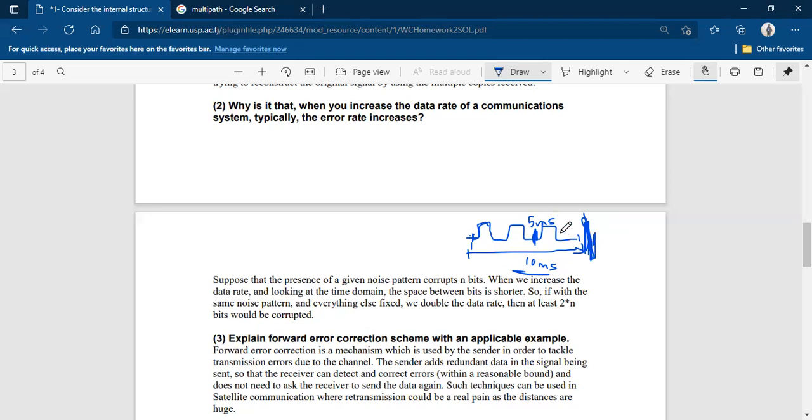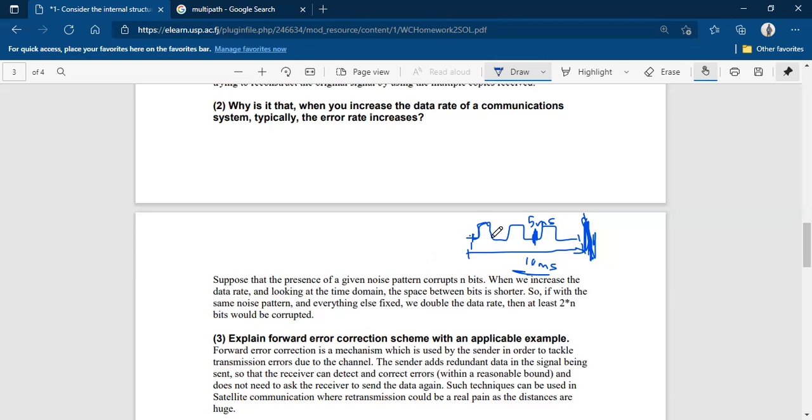At 5 milliseconds. So in this particular case, if you double the rate of the signal transmission, the error rate will also increase, okay? So this is what this statement basically says, right? Suppose there is the presence of a noise pattern that corrupts n bits. When we increase the data rate and looking at the time domain, the space between each bit is shorter, right?